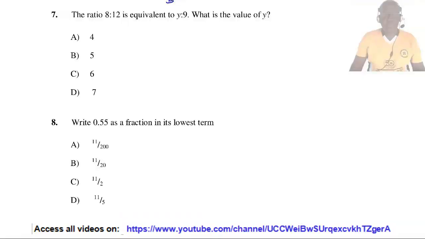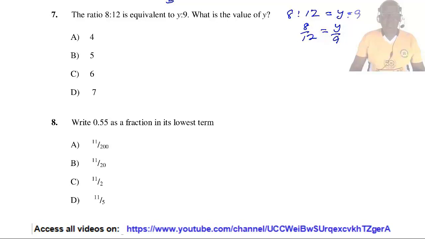Question 7. The ratio 8:12 is equivalent to y:9. What is the value of y? That is 8:12 equals y:9. This is equivalent to 8 divided by 12 being equal to y divided by 9. We shall cross multiply. That is, we shall multiply 12 by y and equate to 9 multiplied by 8.